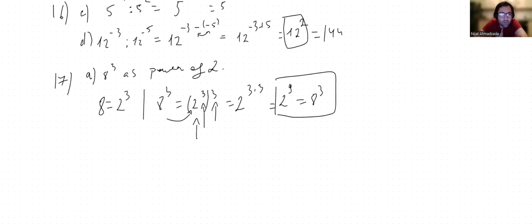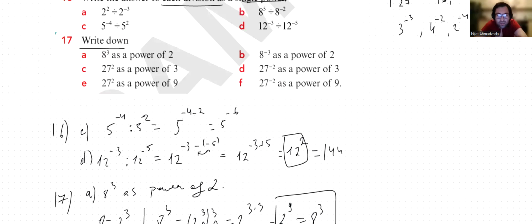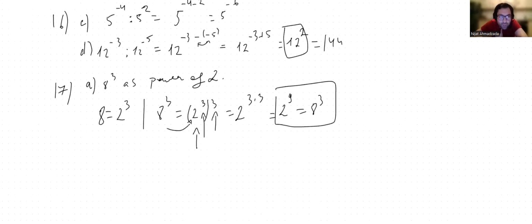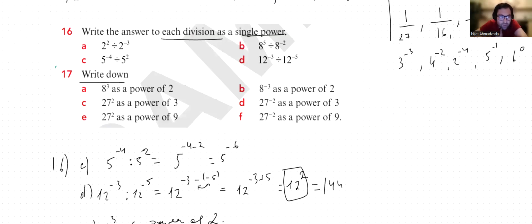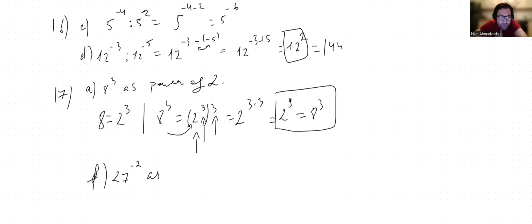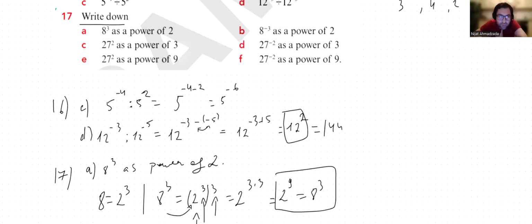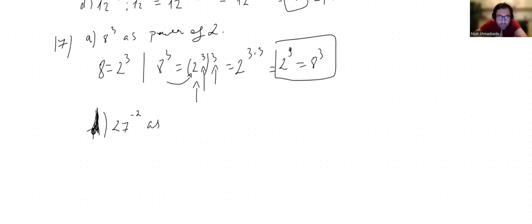Okay. Now let's jump into part F. We have to write 27 to the power of negative 2 as a power of 9. That's interesting. Let's do part D first, then we'll go for part F. So part D: 27 to the power of negative 2, we have to write it as a power of 3.